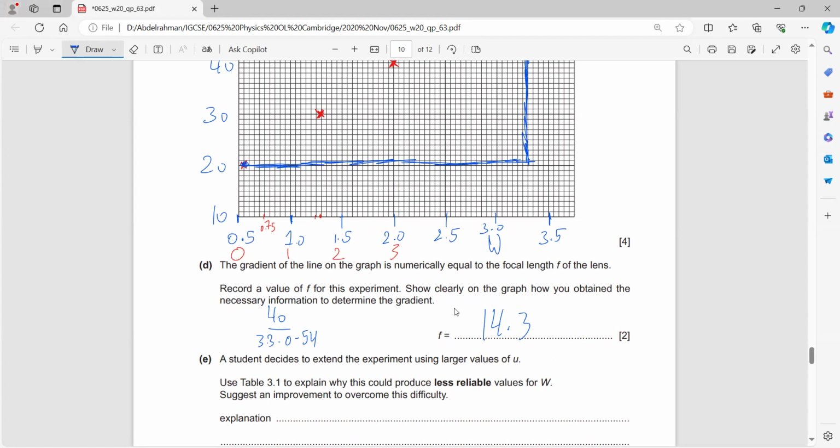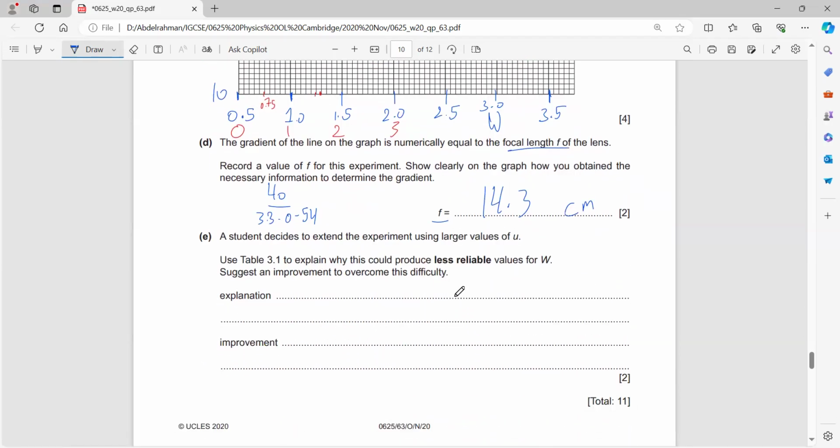He's saying that this is F, which is the focal length. Focal length. So you can write down the unit if you want. The unit of the focal length is centimeters. If you want, you can write it down. If you don't want to write it down, it's okay.